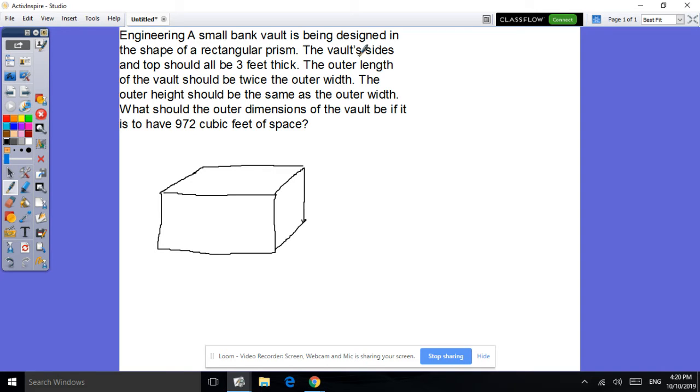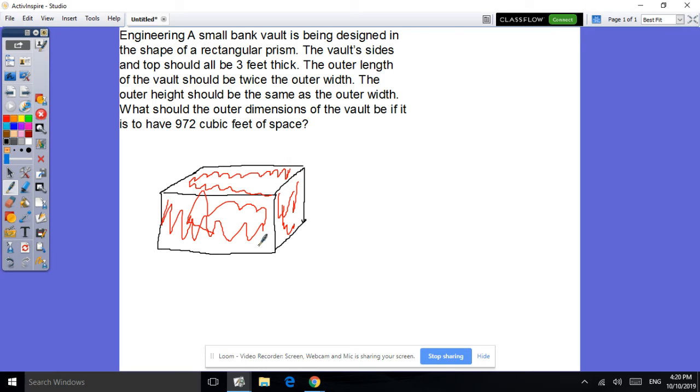It talks about the vault sides and top, so it's thinking of the sides. So I'm referring to this as the sides, and that's your sides. It says the vault sides and top should all be 3 feet thick. So the top part, that's all 3 feet thick. All right. Let's focus on the outer length first, and then we'll get to the thickness of this.